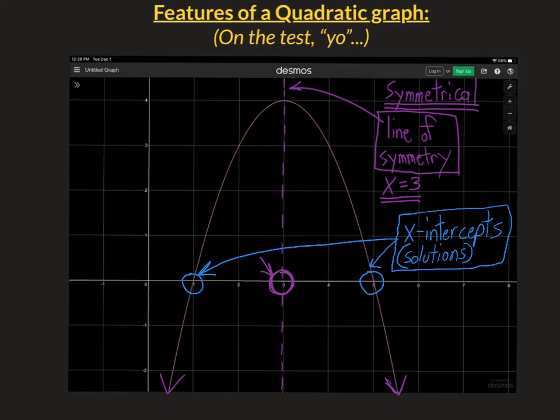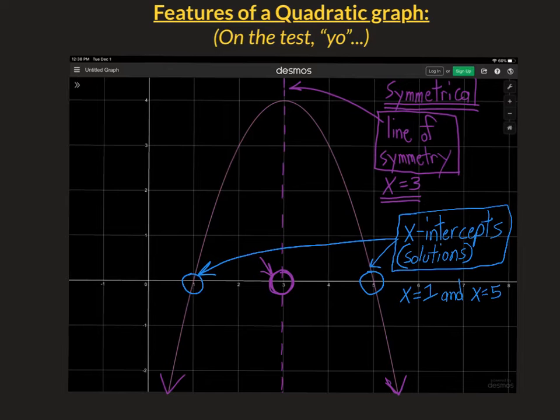So for this problem, this quadratic, we've got solutions for x equals 1 and x equals 5. There's our 2 solutions. So literally, I would give you a parabola like this and say, what are the solutions? You just need to read the x-intercepts. Those are your solutions.